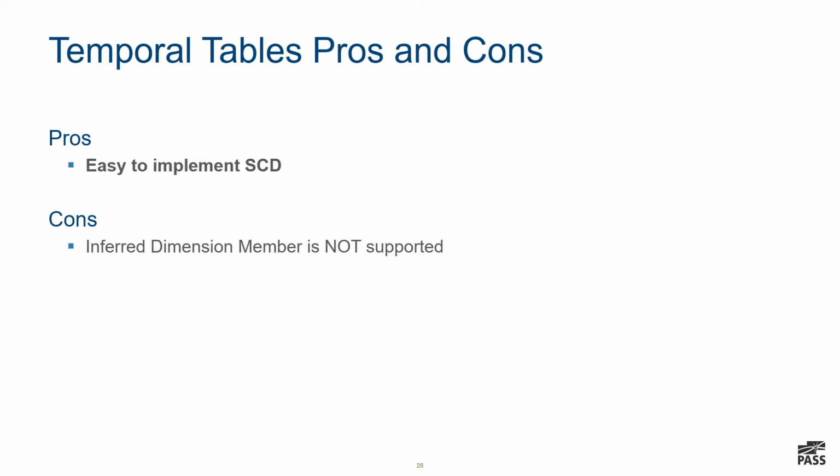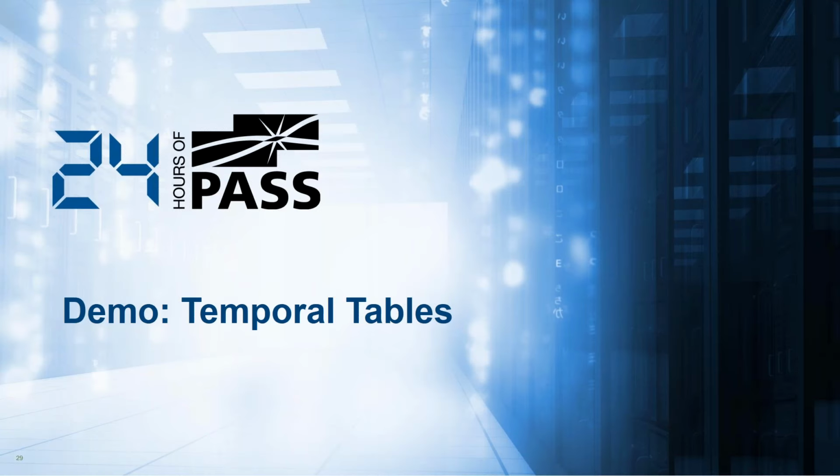So temporal tables, pros and cons. It's easy to implement slowly changing dimension with them. I'll show you how that works. The con is that inferred dimension member is not supported. I'll go through the demo first, and then I'll talk about what an inferred dimension member is. So in the demo, I showed you temporal tables, so that's all okay. I'll go through the slowly changing dimension in SSIS.